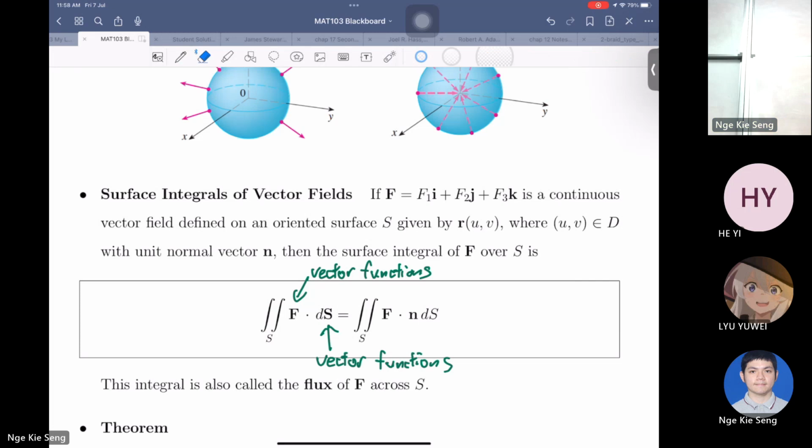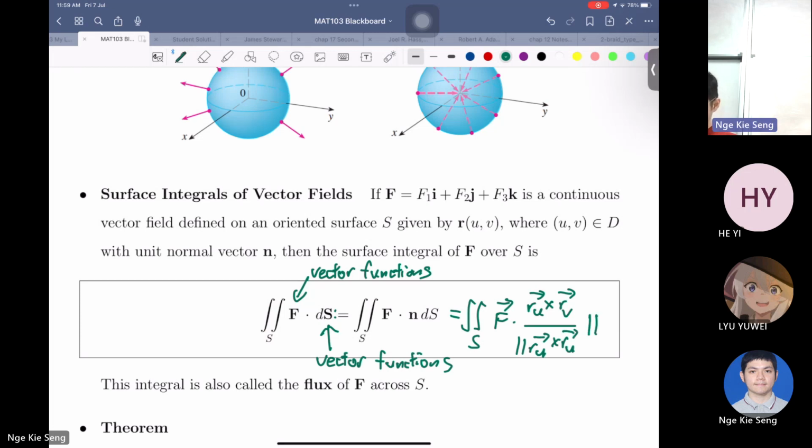What do you mean by that? So this is the definition. You need to dot your vector function with a normal vector. So what's this normal vector here? I recall the definition we had just now is the normal vector to our tangent plane, divided by the length. We need the unique tangent.